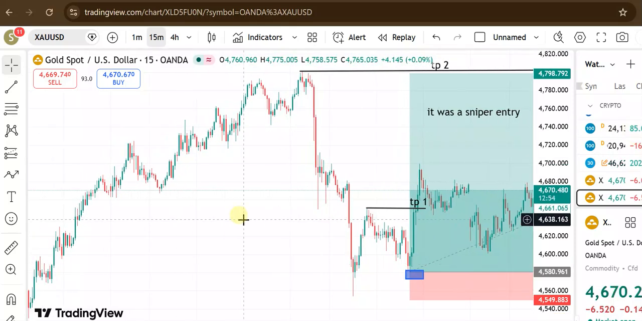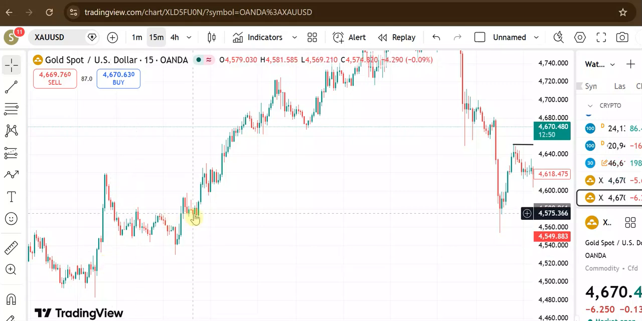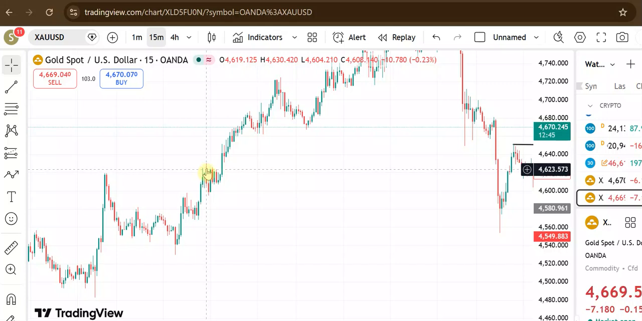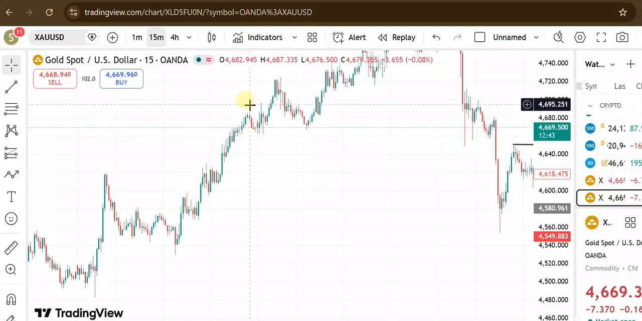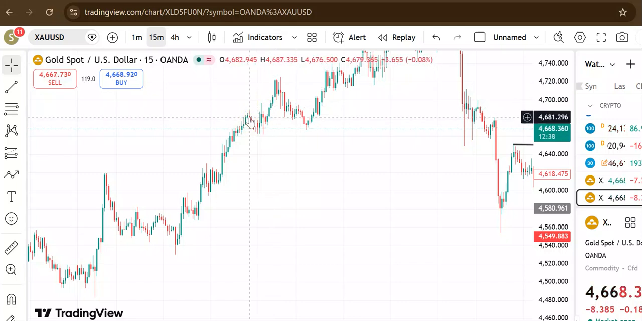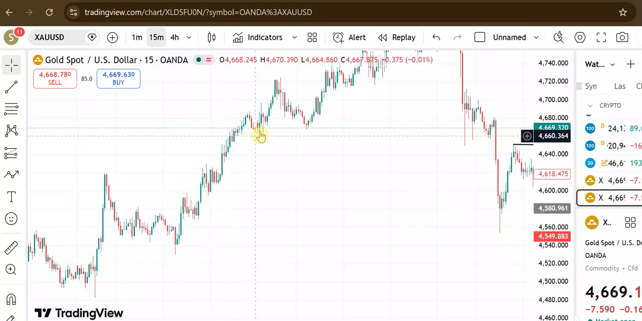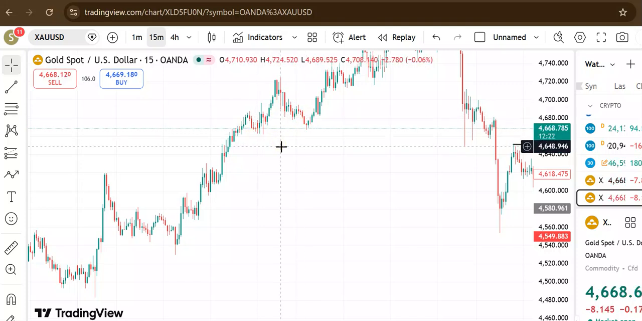So here we are. This is an example of an uptrend. A perfect example is here. As you can see, this high is higher than this. This high is higher than this. This high is higher than this. This high is higher than this. So this is an uptrend. This low is higher than this. This low is higher than this one. This low is higher than this one. This low is also higher than this one. So this is an uptrend.